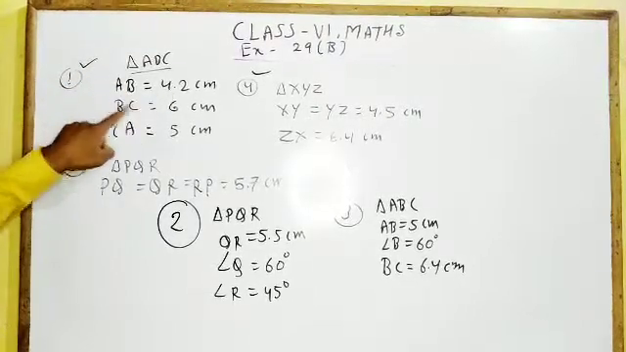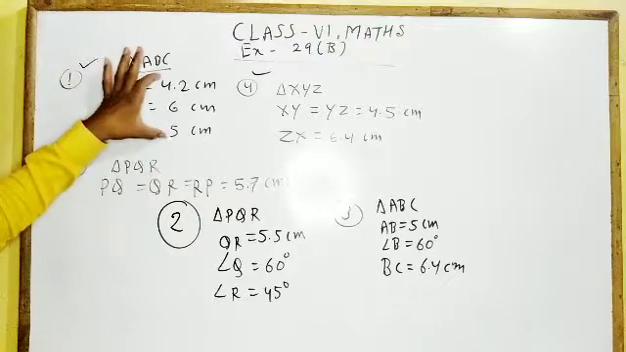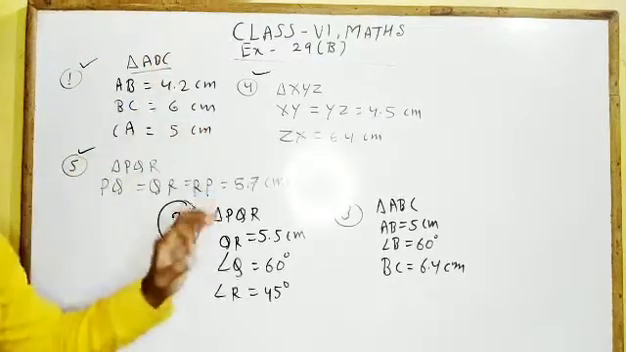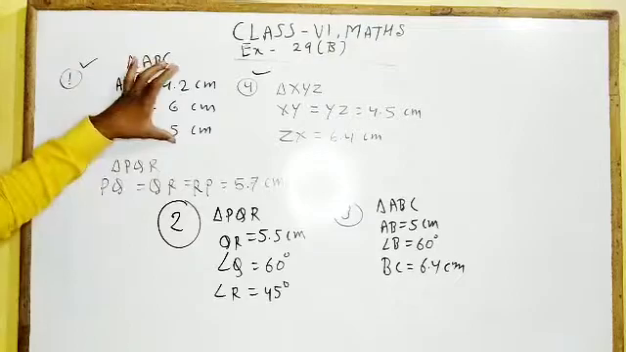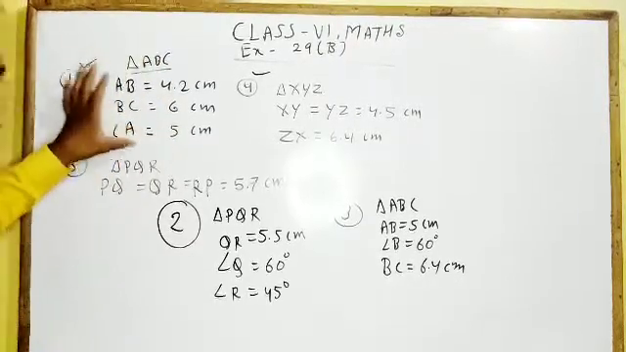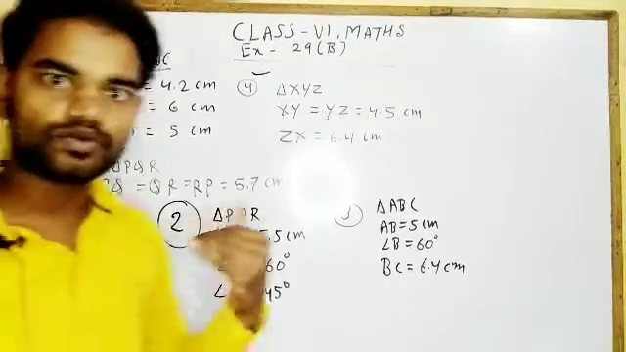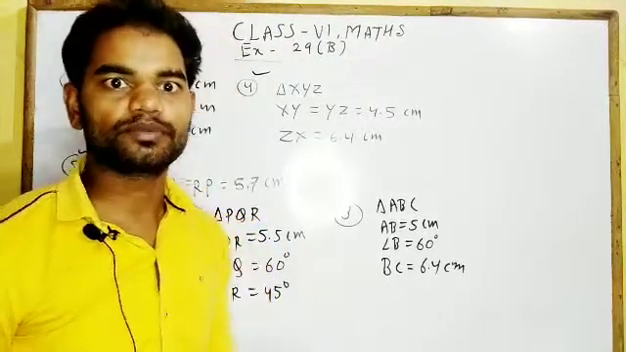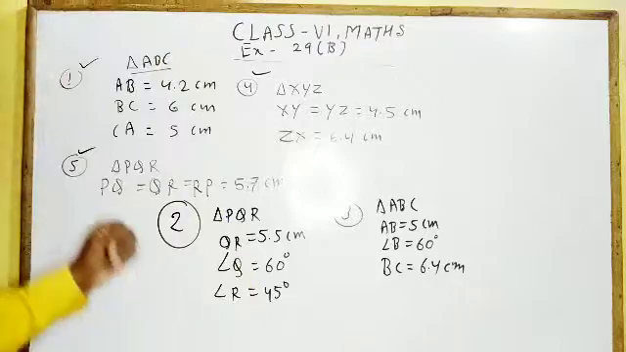AB this centimeter, BC this centimeter, CA this centimeter. Using these measurements, simply we can draw the triangle. Then the circumcircle or incircle, whatever the question. So first of all, how to draw the triangle? This is the main point. Then after that, the construction of the circle.